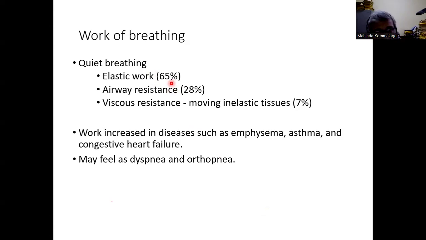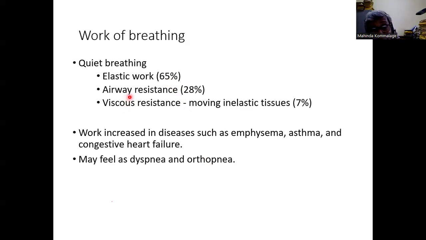Because the recoil ability or elastic ability tries to compress or keep the alveoli small, but to overcome that, we need effort. That means overcoming the elastic work or elastic recoil. About 65% of the work of breathing, or energy, will be spent on that.